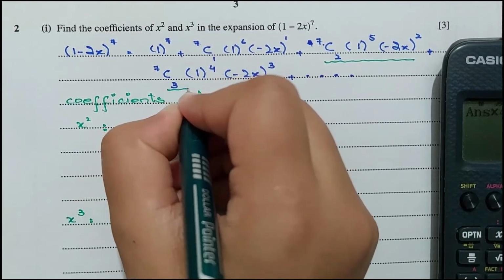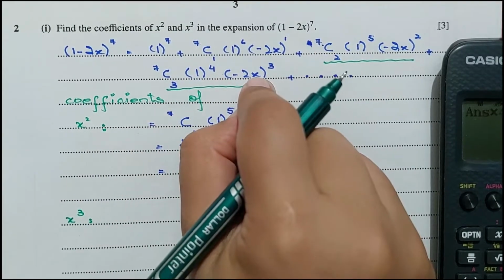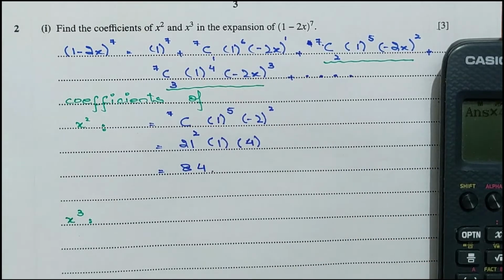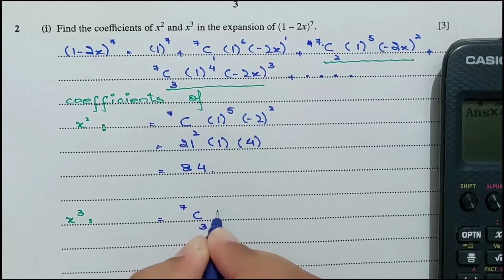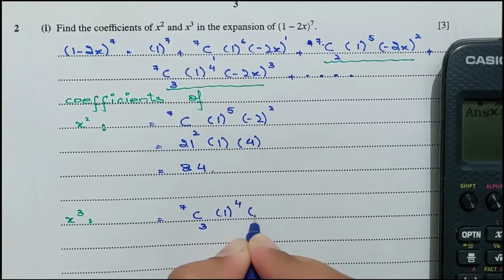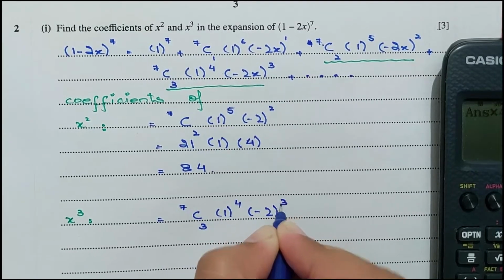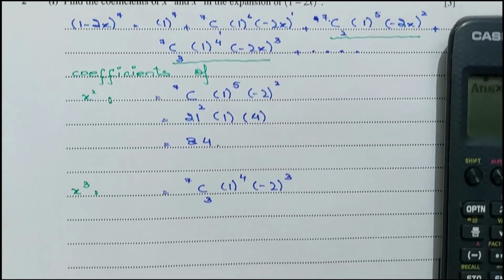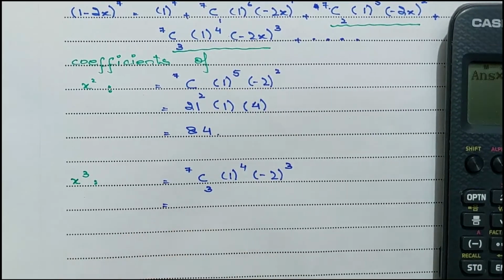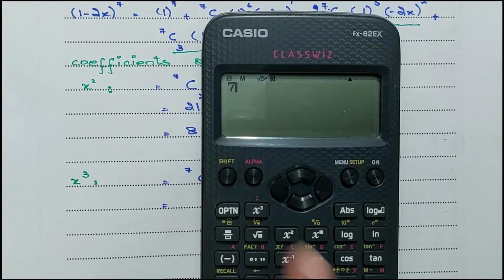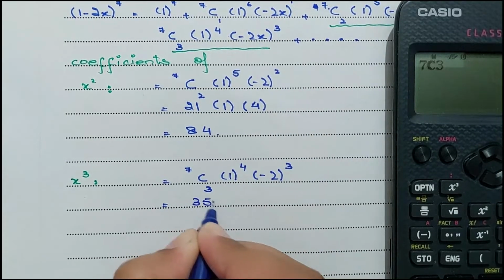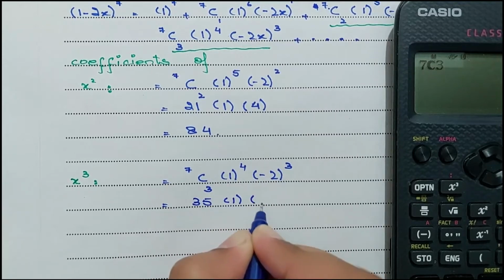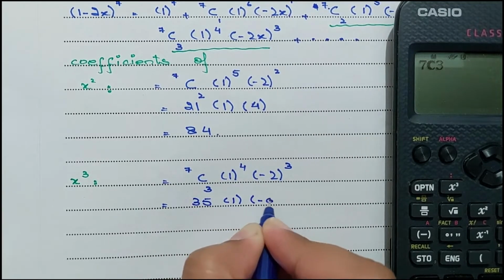So here you will get the term of x cube because x to the power 3 would be x cube. So what is the coefficient of x cube, which is 7c3, 1 to the power 4 and minus 2 to the power of 3. I'm not writing x to the power 3 because that is the coefficient I'm dealing with. Again, we have 7c3, 35. 1 to the power 4 is just 1 and minus 2 cube is minus 8.